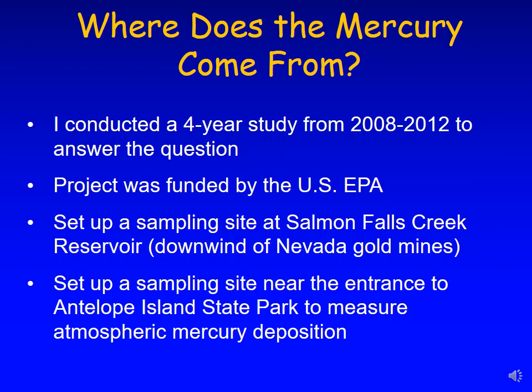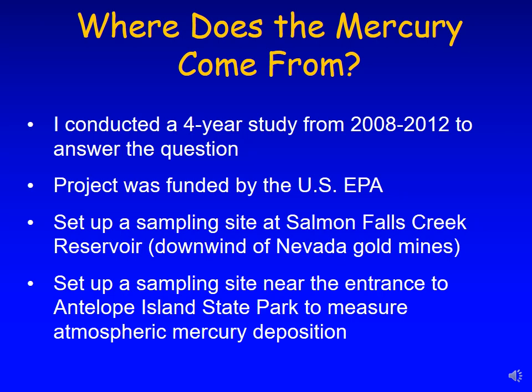So I was funded by the EPA to try and get a better understanding of where this mercury is coming from. It was a 4-year study from 2008 to 2012 to try and answer that question. And what I did is I set up a sampling site at Salmon Falls Creek Reservoir, which is just downwind of the Nevada gold mines. So it's about 100 kilometers downwind.